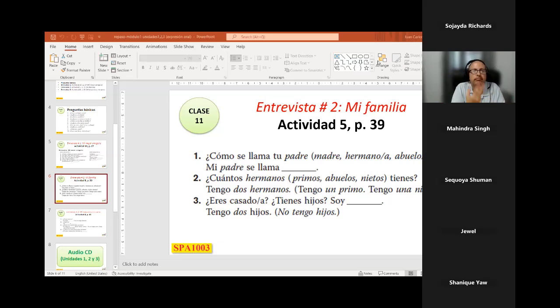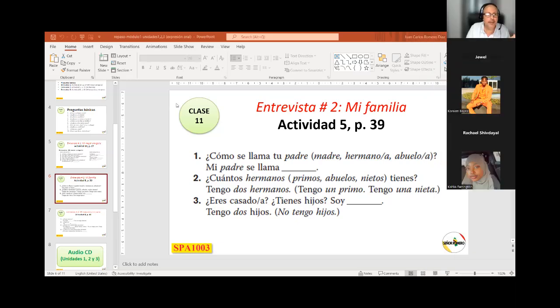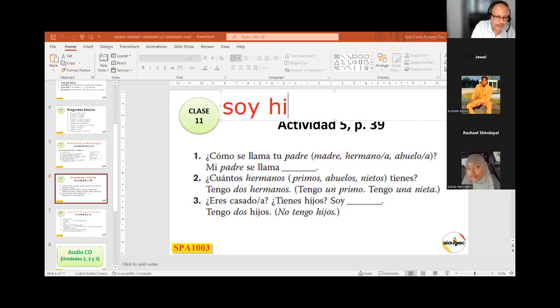Tengo dos hermanos o no tengo hermanos. And if you want to know how to say an only child, like I am, only and spoiled, soy hijo único o hija única. Soy hijo único o soy hija única. I am an only child. So yo, that's real. No tengo hermanos. Soy hijo único.